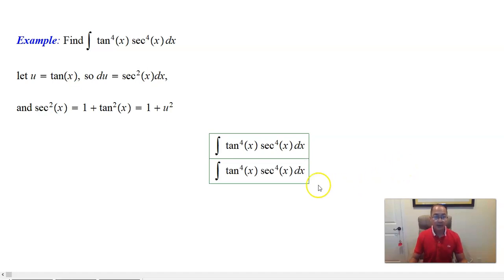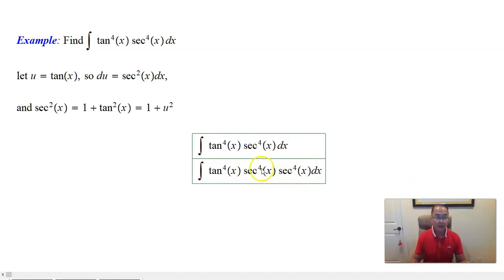We start with the fourth power, but we break this up into two pairs: secant squared and another secant squared.